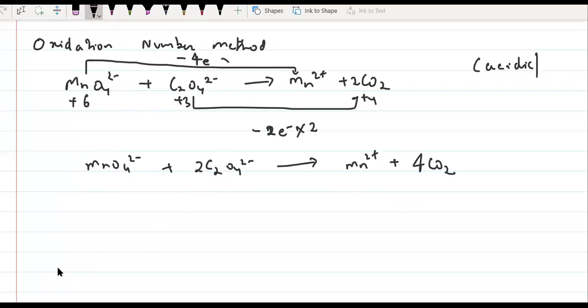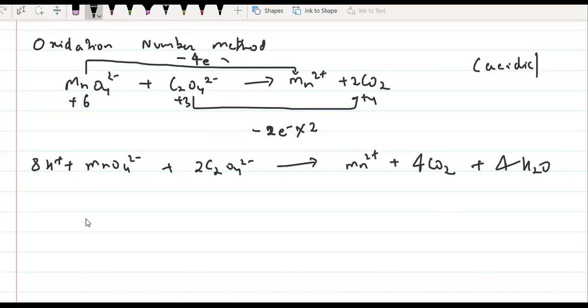Now, next, if it is acidic medium, see the oxygen on the reactant side: 4, 8, 12, and here we have 8 only. So plus 4 H2O to balance oxygen. Then 8 H plus. Got it? This is a balanced reaction. Did everyone get this? This is for acidic.